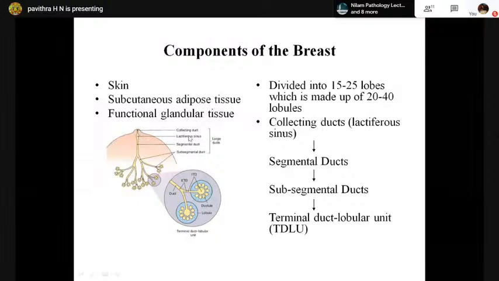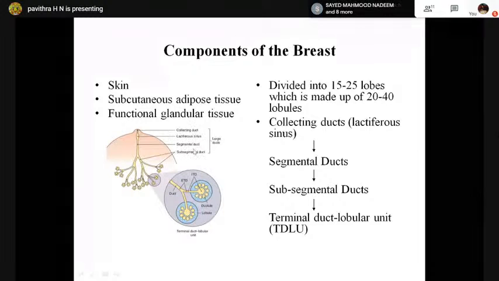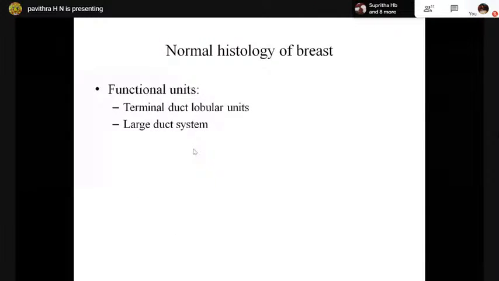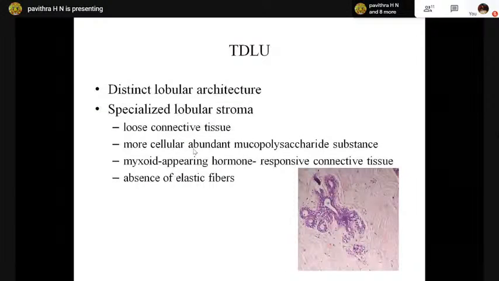So the collecting ducts, lactiferous ducts, and the segmental ducts are the larger ducts. And the functional units of the breast are the terminal duct lobular units and the large duct system. The terminal duct lobular units are the distinct lobular architecture of the breast, and they form the functional units. In this picture you can see a terminal duct lobular unit. They have a specialized loose stroma in between, which is composed of abundant mucopolysaccharide substance, so they give a myxoid appearance, and they are responsive to hormones.